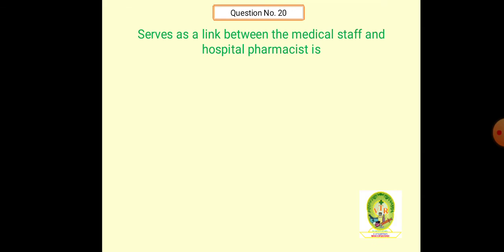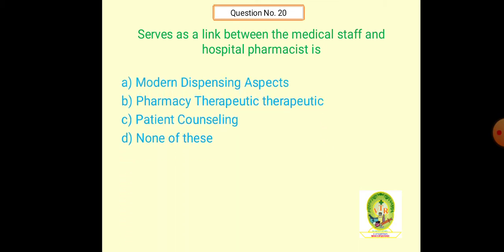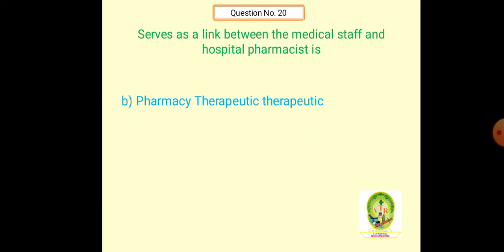Which serves as link between the medical staff and hospital pharmacist is. Options are A. Modern dispensing aspects, B. Pharmacy therapeutic committee, C. Patient counseling, D. None of these. Right answer is B.